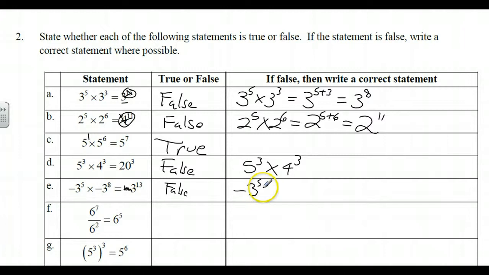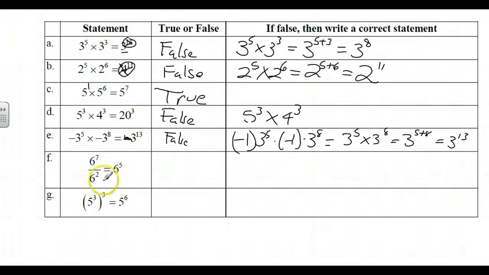Okay, so we can think of this as negative 3 to the 5th. How do I want to write this? Here's what I'm going to do. I'm going to clear that out. I'm going to separate things out, right? So it's negative 1 times 3 to the 5th times negative 1 times 3 to the 8th. Negative 1 times negative 1 is 1, giving us 3 to the 5th times 3 to the 8th, which is 3 to the 5 plus 8, which is 3 to the 13.